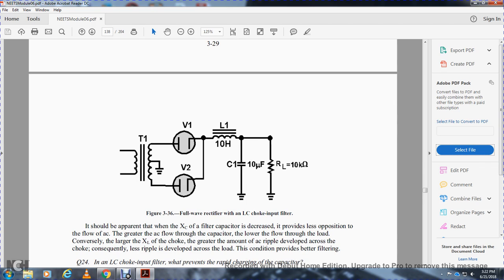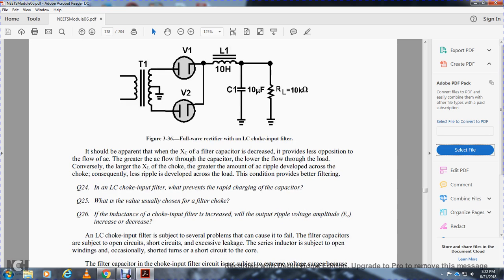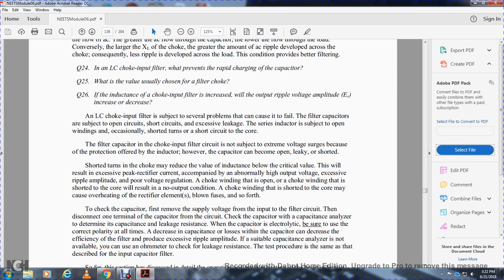Figure 336 shows the full wave rectifier with the LC choke input filter: inductor coil, capacitor, load resistance, grounded center tap, V1 and V2. It should be apparent that the capacitive reactance of the filter capacitor creates less opposition to the flow of AC, so with the greater AC through the capacitor, the lower it is through the load. Conversely, with the larger reactance of the choke, a greater amount of the AC ripple is developed across the choke, and consequently less ripple is developed across the load. This condition provides better filtering.